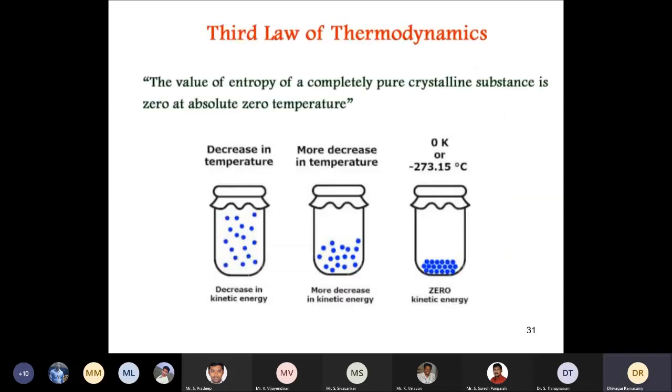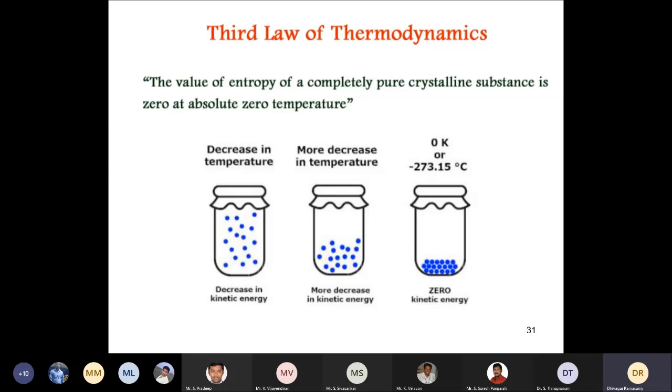So before knowing about the third law of thermodynamics, we should know what entropy is. So we came to know what entropy is. Now, the third law of thermodynamics: the entropy of a pure crystalline substance will be zero at zero absolute temperature. So there are three boxes.